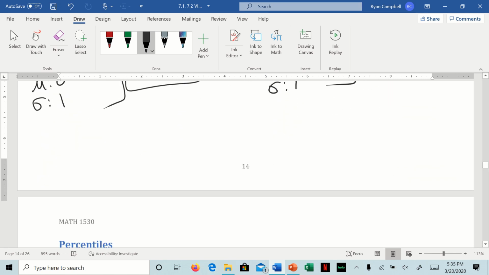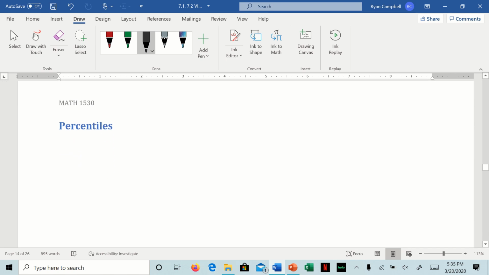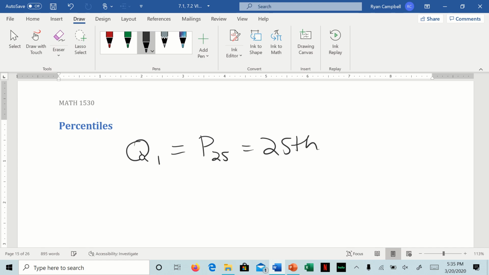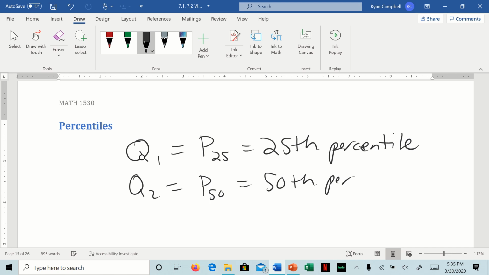All right, so the last thing we've got to talk about is percentiles, and then we can move on. We already did talk about percentiles, right? If you remember, what did we say Q1 was? We talked about quartiles first. Remember we said that was P25, which meant it was the 25th percentile. Remember we said Q2 was the same as P50, which was the same as the 50th percentile, and so on and so forth, right?